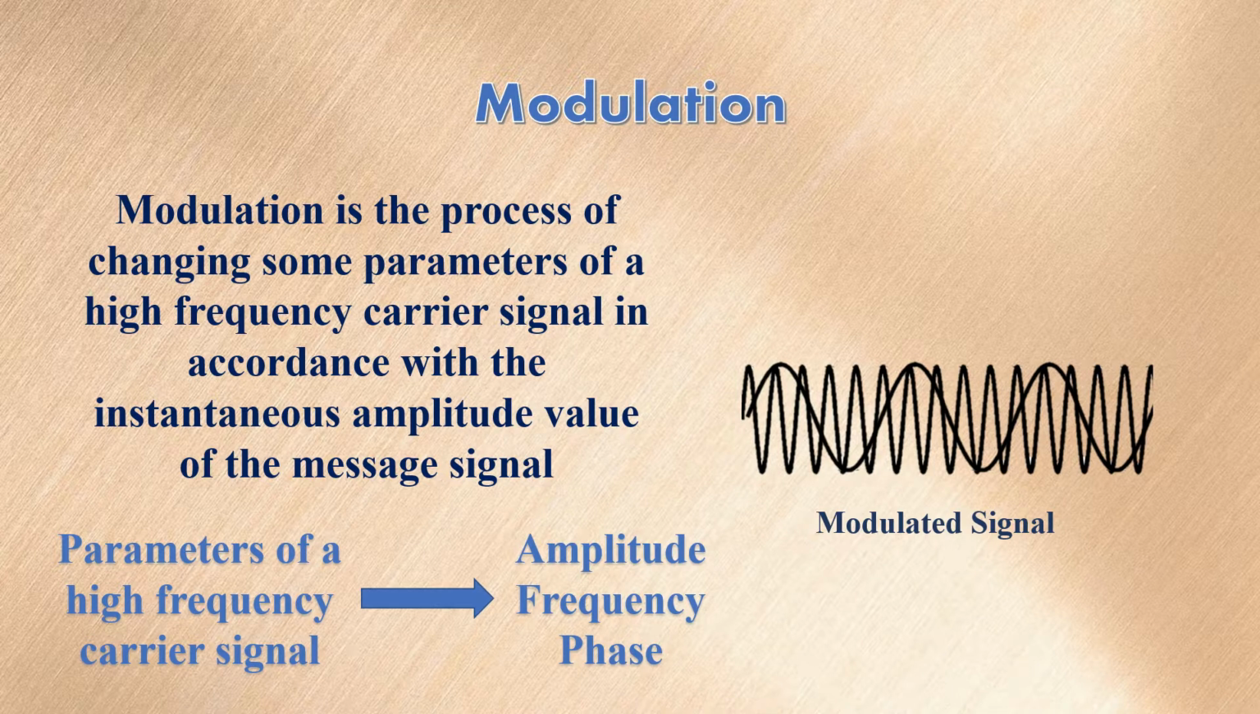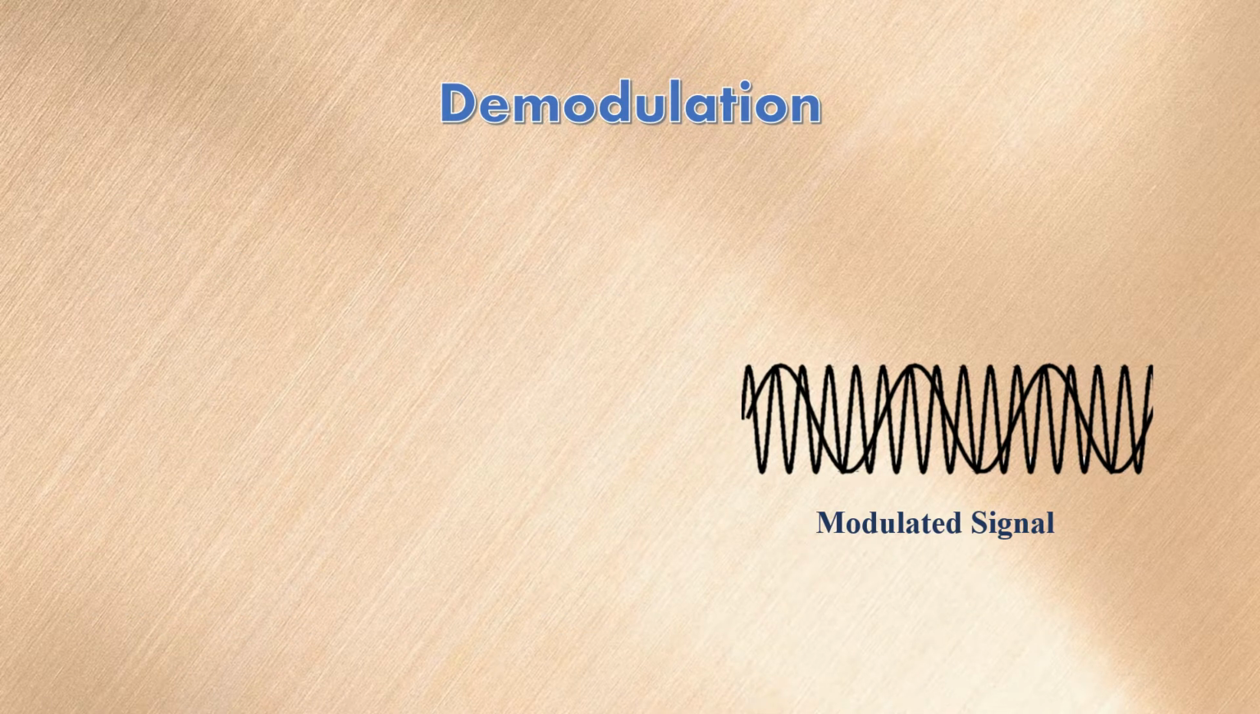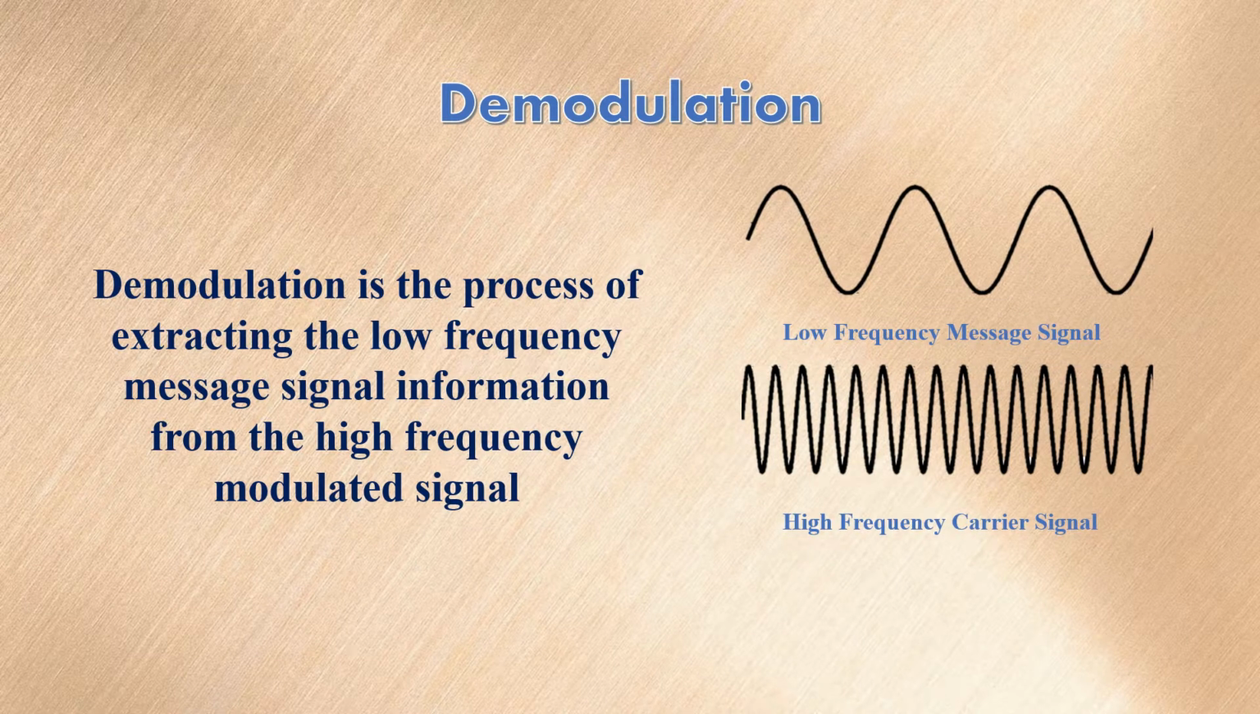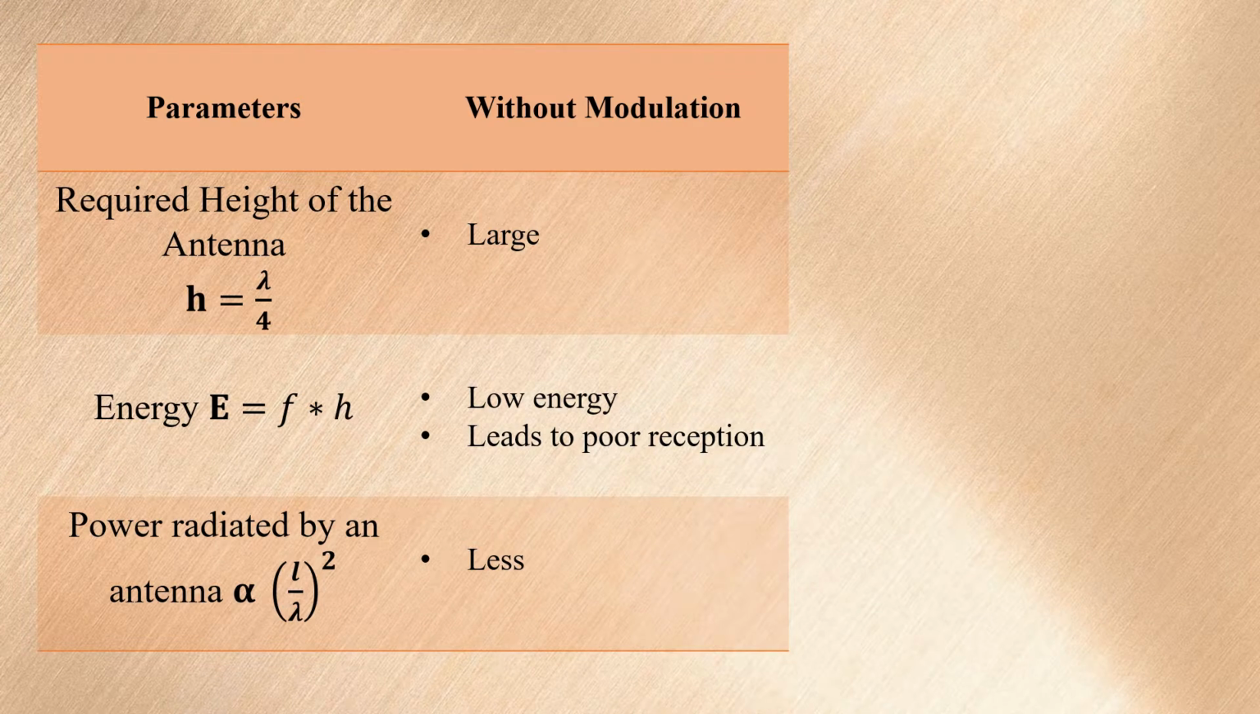At the receiver side, demodulation happens. The demodulator extracts the information of the low frequency signal from the modulated signal, and this process is called demodulation. So demodulation is the process of extracting the low frequency message signal information from the high frequency modulated signal. The disadvantages of transferring the signal as a low frequency signal in the channel can be overcome with the help of modulation and demodulation techniques.